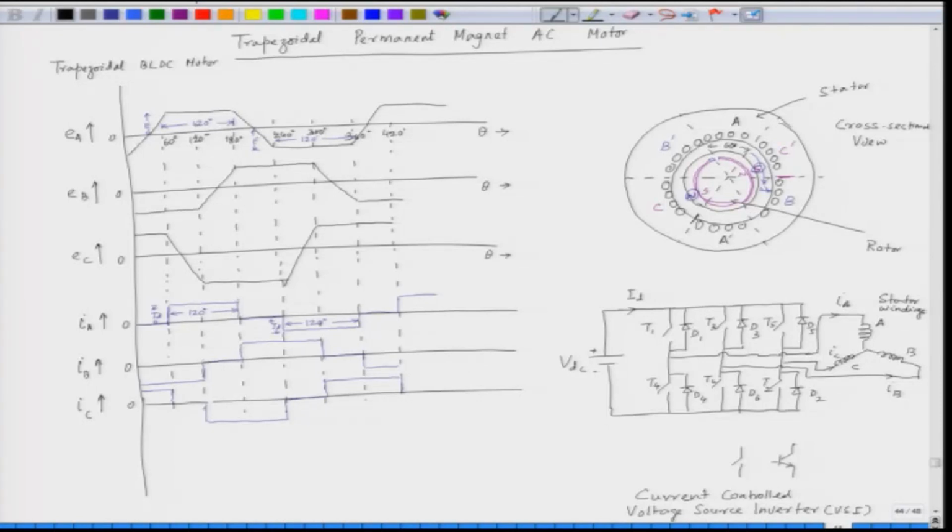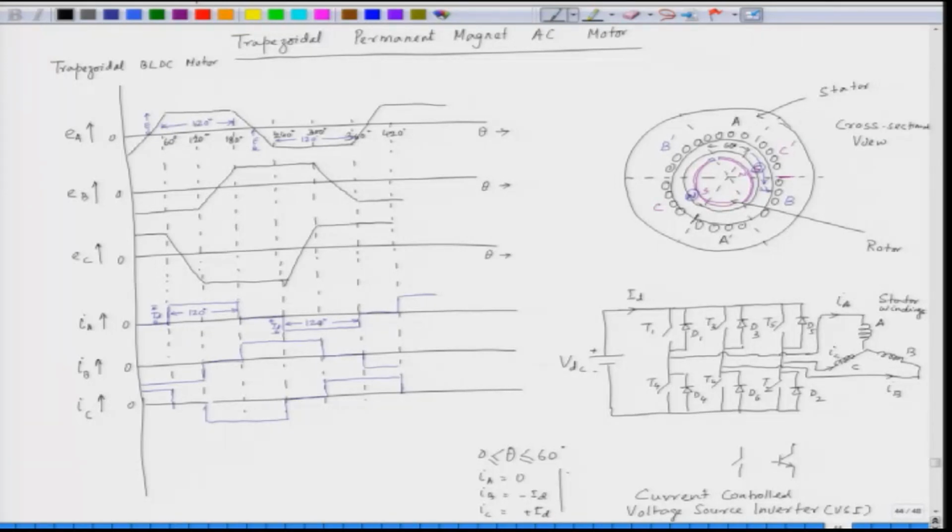Now, we will try to analyze and find the equation for the torque. What should be the equation for the torque? At any given time, let us analyze this for theta between 0 to 60 degree. If we take this interval, theta from 0 to 60 degree, what happens here? Between 0 to 60, what about IA? IA is equal to 0. What about IB? IB is equal to minus ID. What about IC? IC is equal to plus ID.